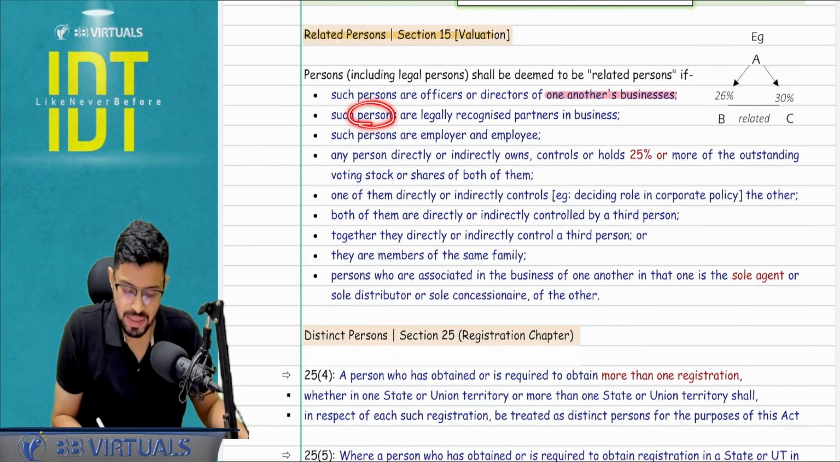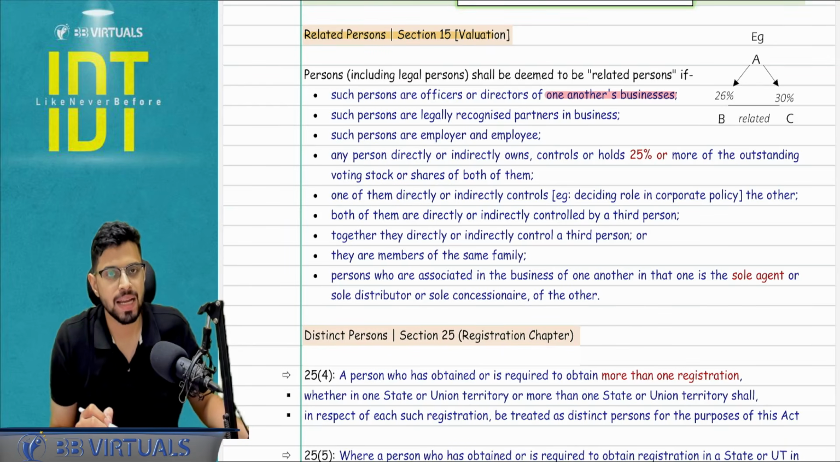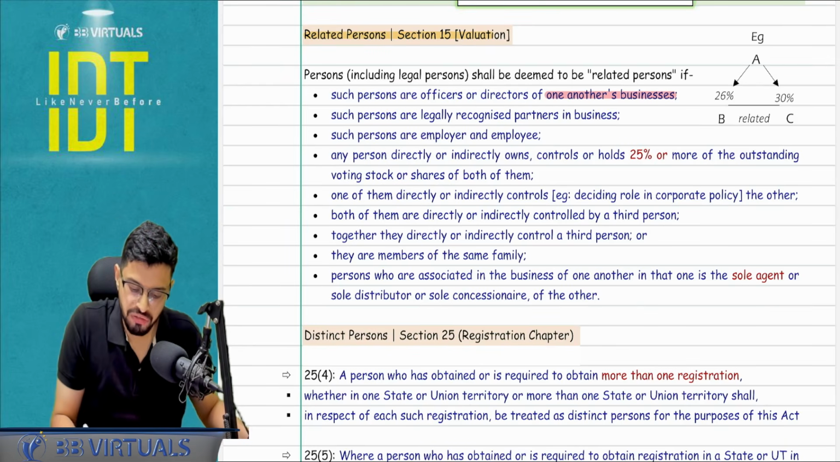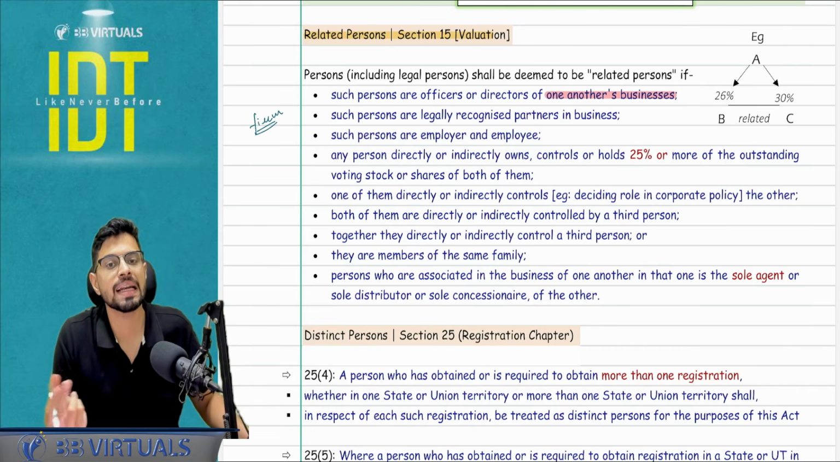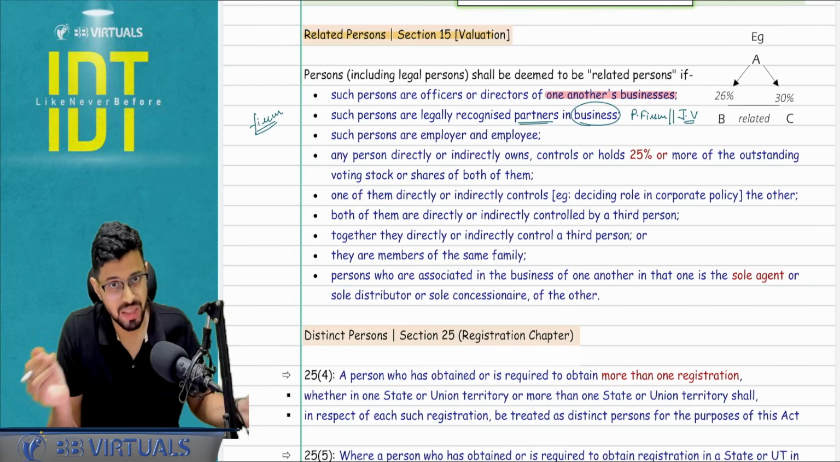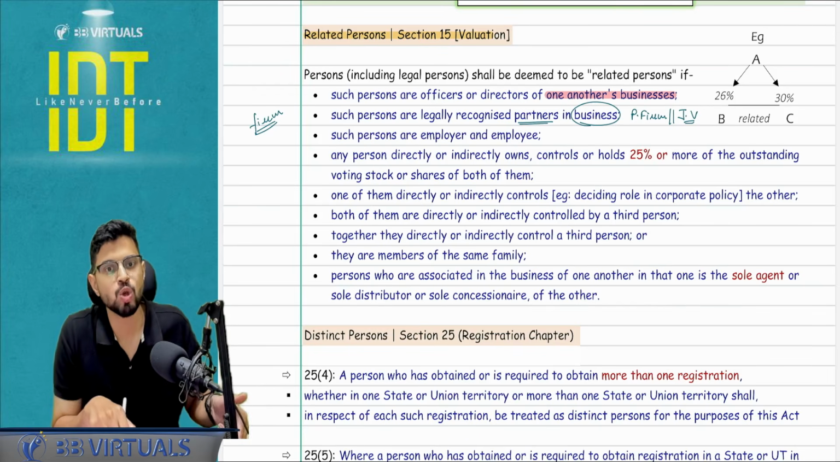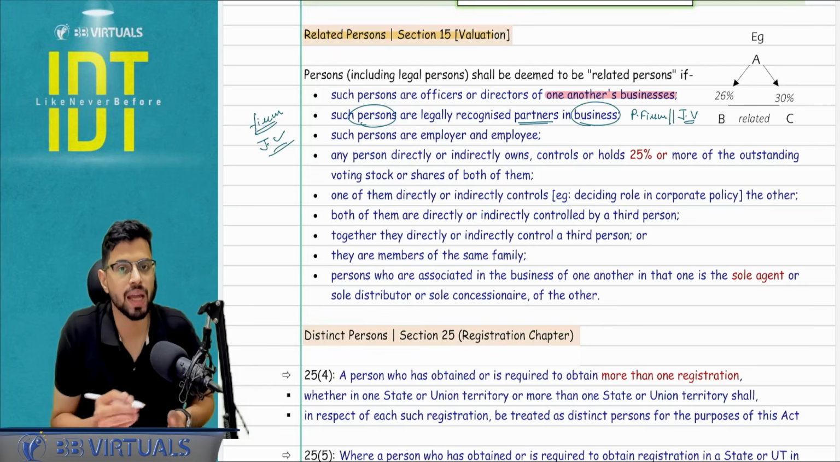Second, such persons are legally recognized partners in the business. Sir, legally recognized partners means there is a partnership firm. Example, there is a partnership firm in which me and Harshini are partners. We are legally recognized partners. But when I say business, it is not necessarily a firm. The partners in a business may be a partnership firm. It may be a JV also. JV is also a business where there are JV partners. So two companies can also be partners here in a joint venture agreement.